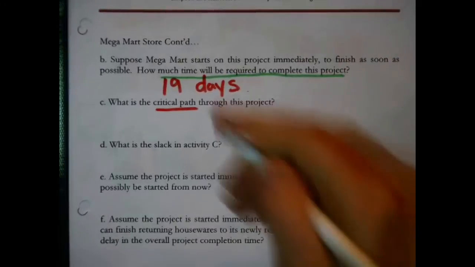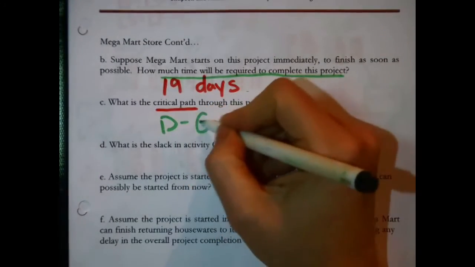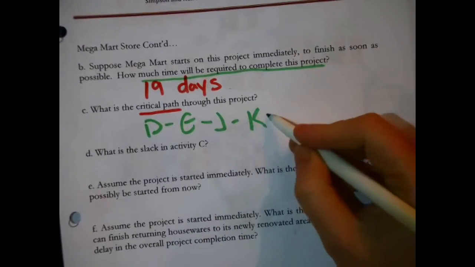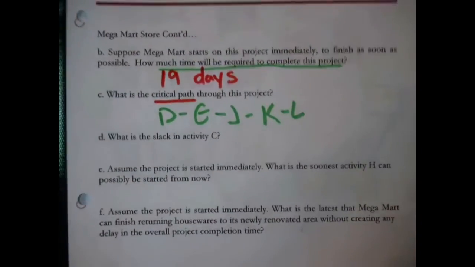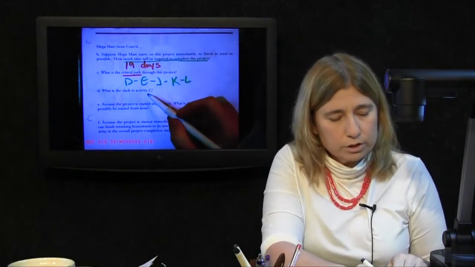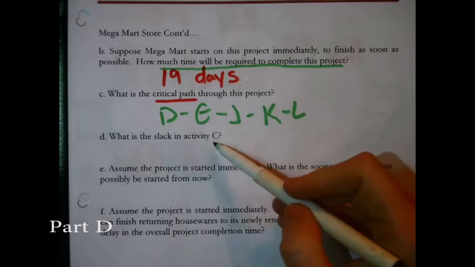It is, just to answer the question, what's that? D, E, and then that is J, and then that is K and L. There you go, the critical path through the network. D, E, J, K, L. Now, next question. What is the slack in activity C?